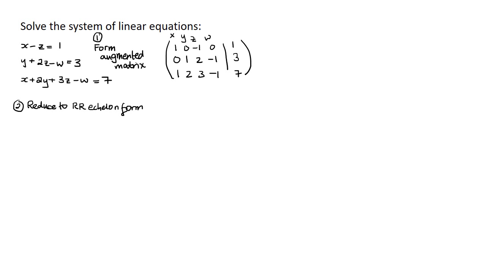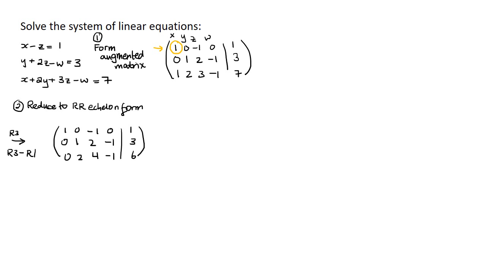Next up, we're going to reduce to the reduced row echelon form. Okay. So we start looking at row 1. Our leading entry here is 1, and it's in the first column. It's as far left as possible. We're going to replace row 3 with row 3 minus row 1.